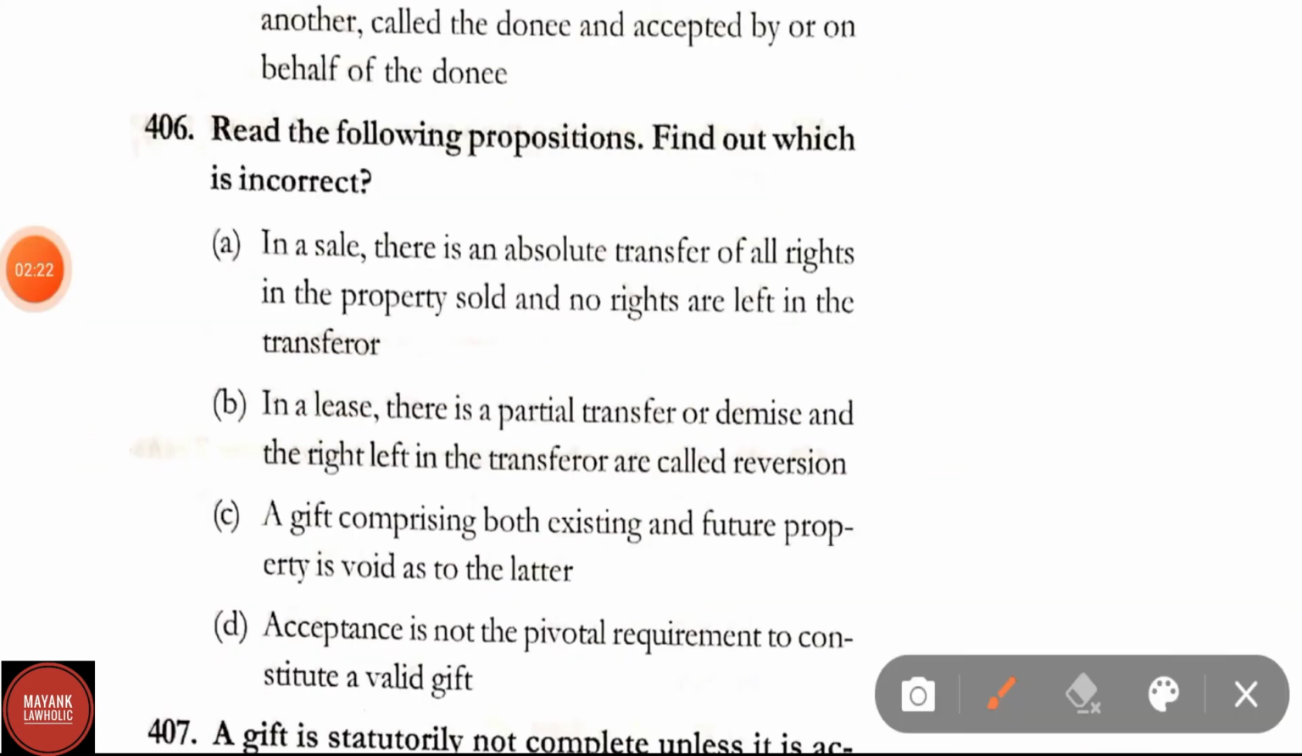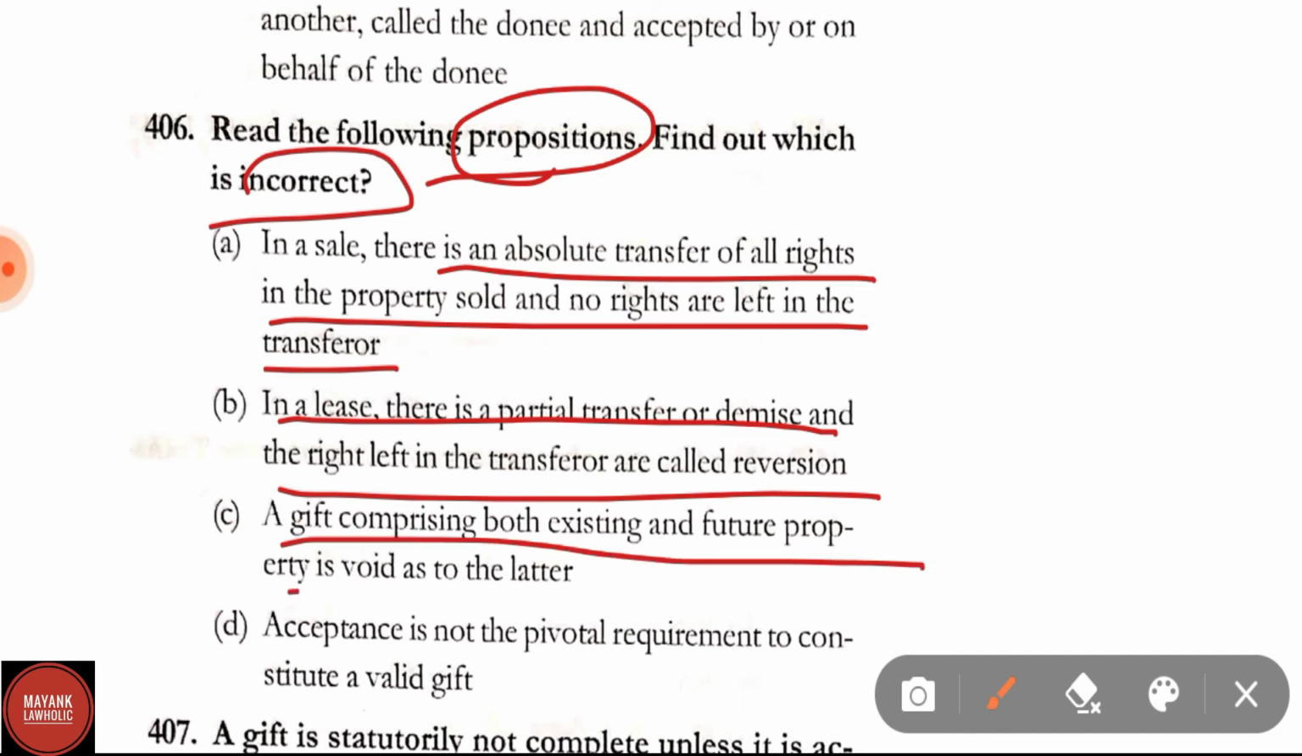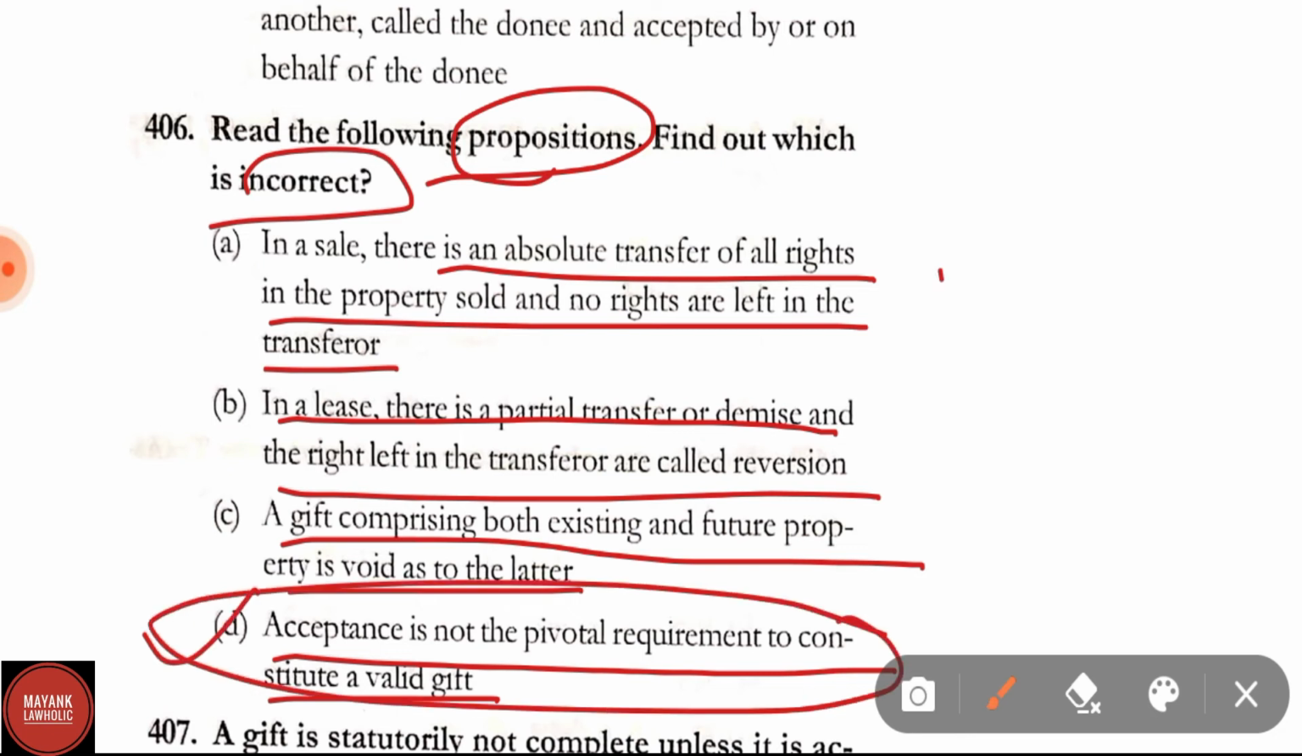Question number 406. Read the following propositions, find out which is incorrect. Option A, in sale there is an absolute transfer of all rights in the property sold and no rights are left in the transferor. Option B, in a lease there is a partial transfer or demise and the rights left in the transferor are called reversion. Option C, a gift comprising both existing and future property is void as to the latter. Option D, acceptance is not the pivotal requirement to constitute a valid gift. Here it has been asked which proposition is incorrect. Option D is incorrect. Other options are correct. So option D will be the right answer.